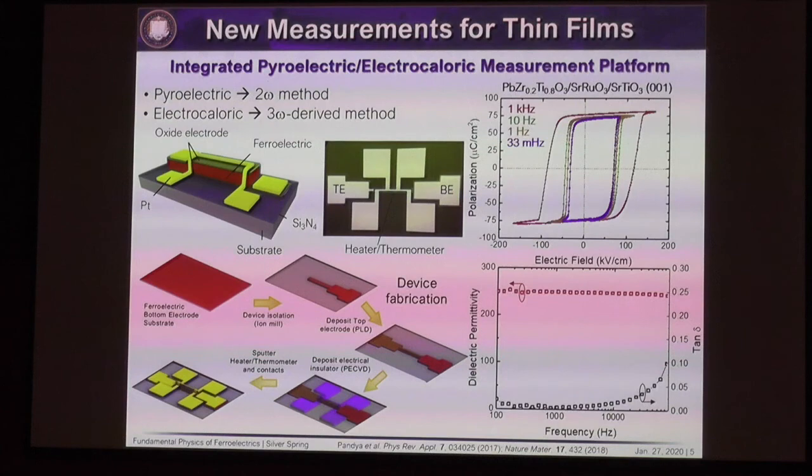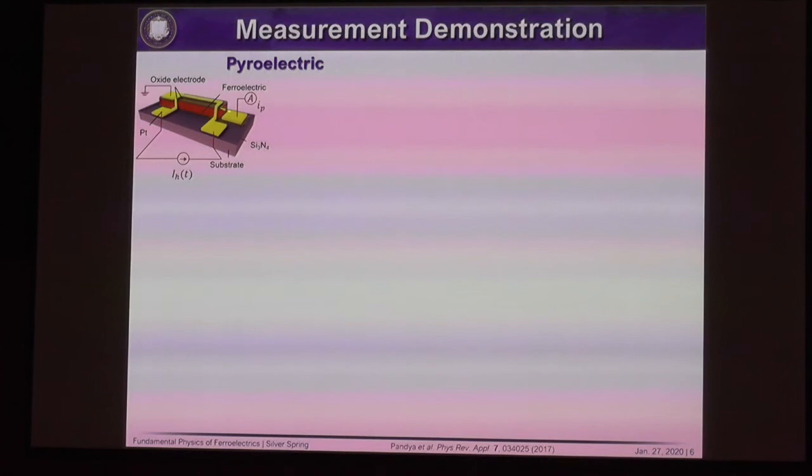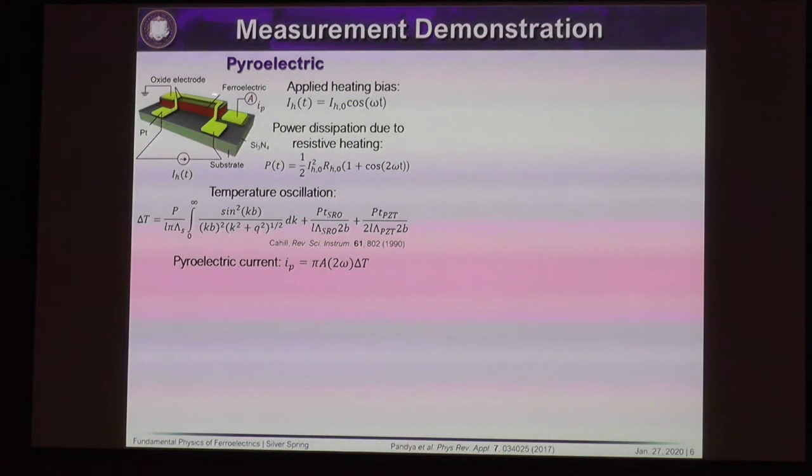Now we need to actually measure the properties of these things. So let's start with pyroelectrics. This is the measurement setup here. Same idea: we're gonna put some current through this heater line here, and we're gonna measure the voltage or the current that flows through the capacitor structure based on this. So we're applying an AC heating bias to the heater line. This is creating a power dissipation and an actual temperature change at 2 omega. So we apply it at omega and we get the power at 2 omega.